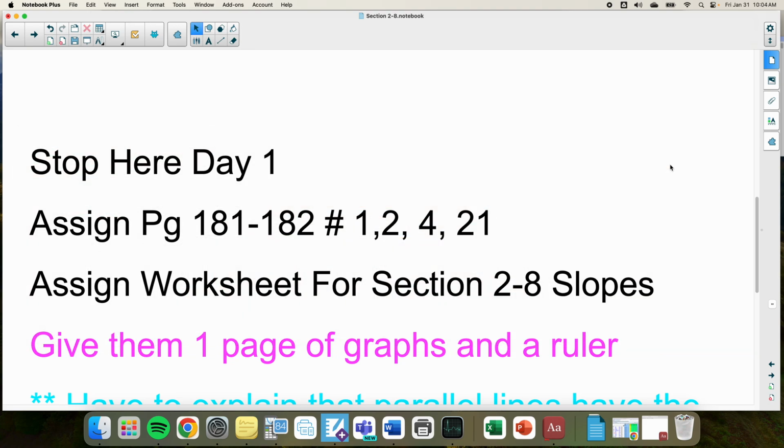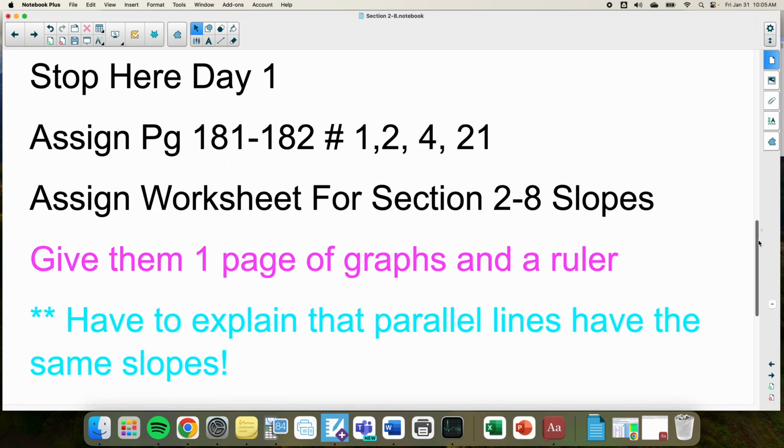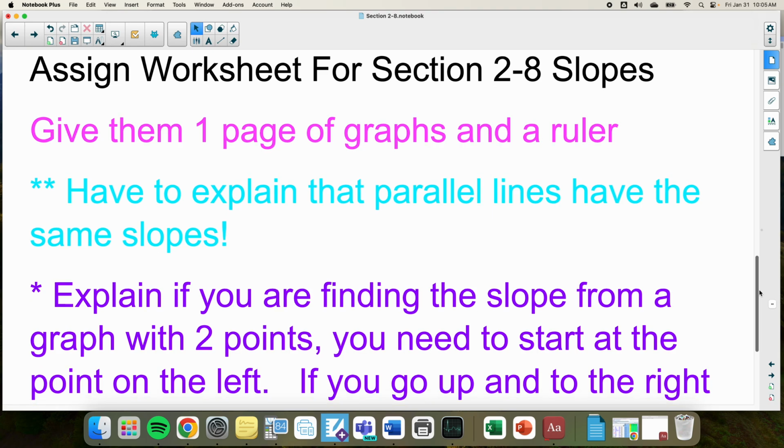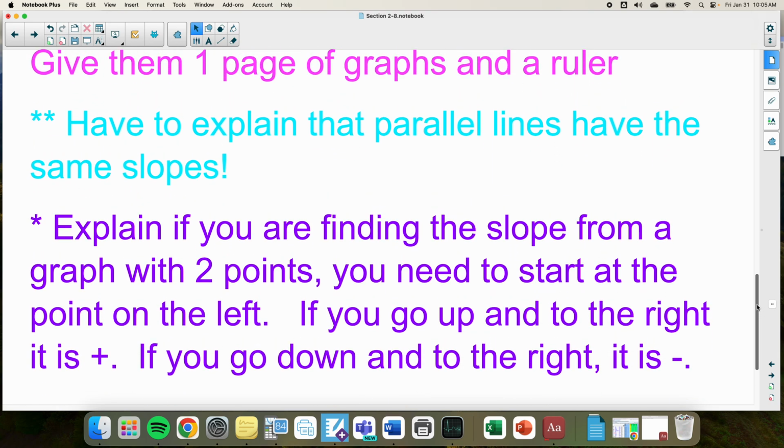So you're gonna do these 4 in the book. And then there's a worksheet in Schoology that is just on slope. That should be really fast. And I have to give you a page for graph paper and a ruler. And then I just have to tell you one more thing.